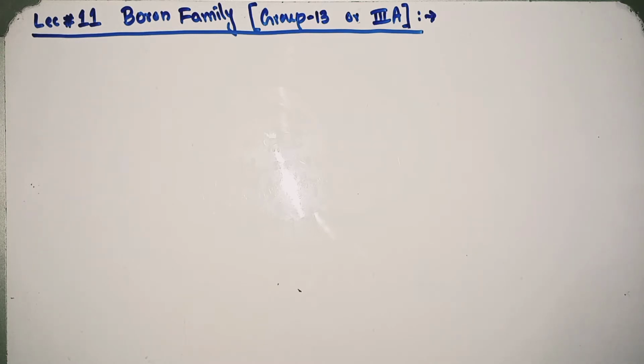Today is lecture number 11 of the Boron Family, group 13, or group 3A. In the previous lecture I already explained the general characteristics and properties of boron, as well as the physical and chemical properties and the uses of boron. But in today's lecture we will discuss the compounds of boron. There are different compounds, so let's start the topic.